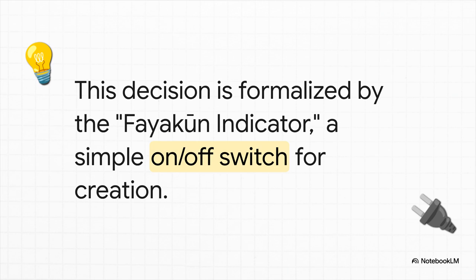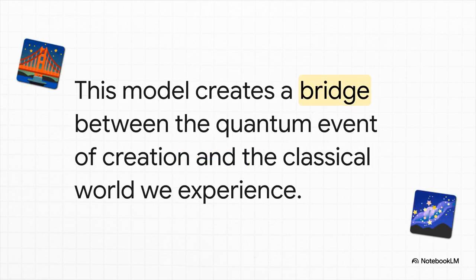The model actually formalizes this whole decision with something it calls the Fayakun indicator. And you can think of it as the ultimate on-off switch for reality itself. It only flips to on if those conditions, that alignment with truth weighted by belief, are strong enough to pass the test.